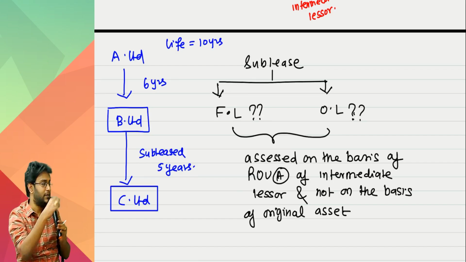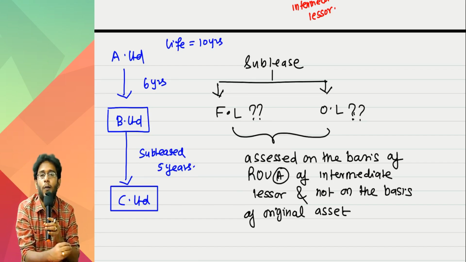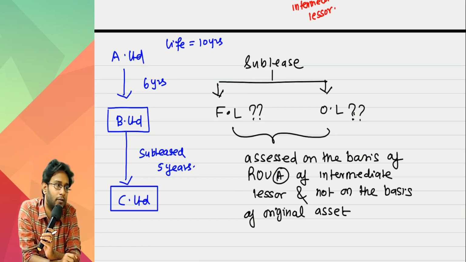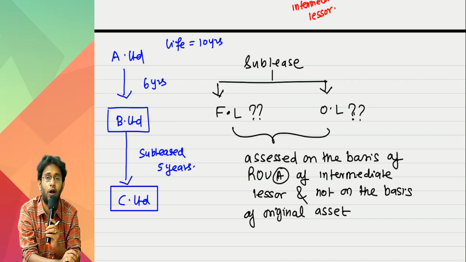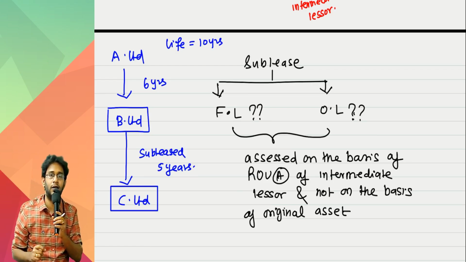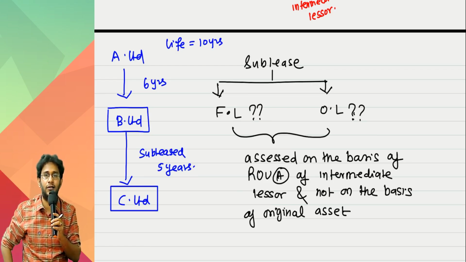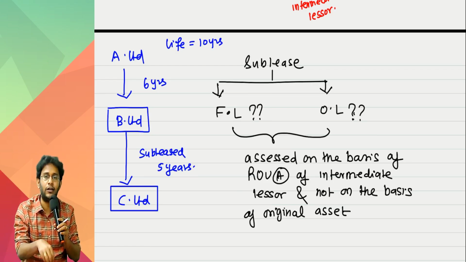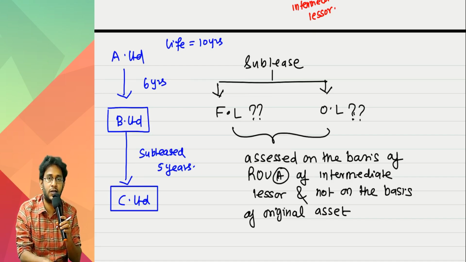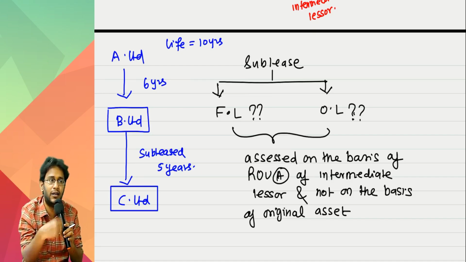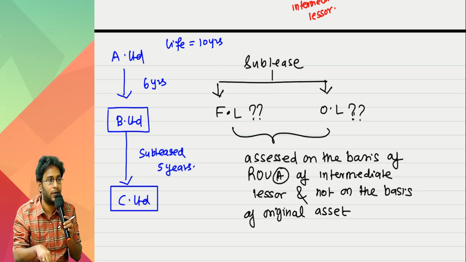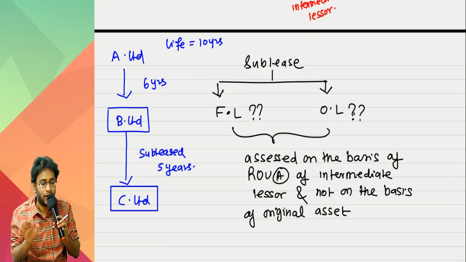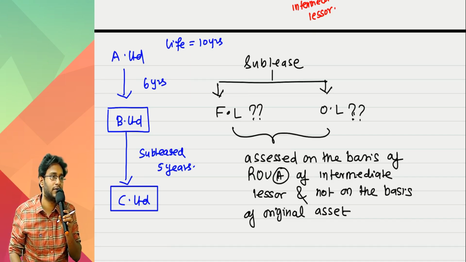Now, is the sublease between B and C an operating lease or finance lease, you have to identify. The standard says you identify it not based on the original asset, but based on what B Limited has. Tell me, sir, B Limited has right on this asset for how many years? 6 years. Of 6 years, 5 years he has subleased it off. That means a major portion of his lease term he has given it on lease again. Therefore, this becomes a finance lease.